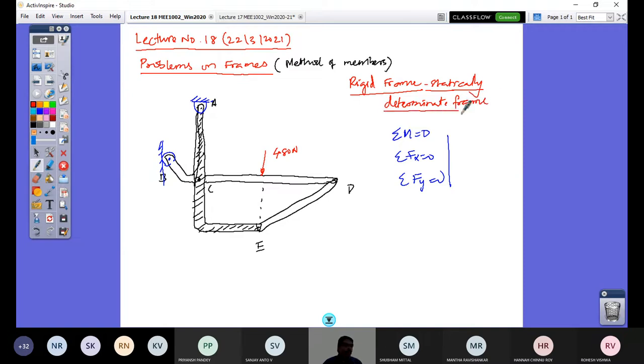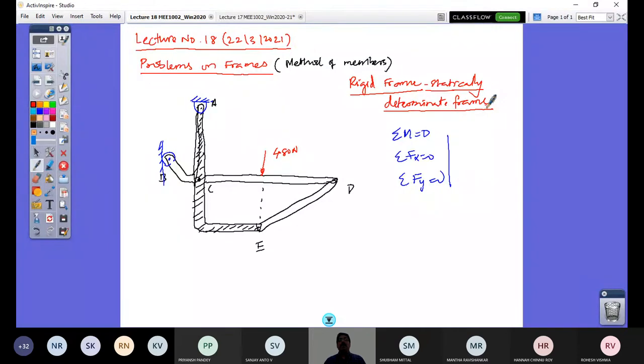So now what would be the question? You have to look at this frame and find out the reactions, as well as the reactions at all the connection points C, D, E, right? So that's what is meant by analyze the complete frame. That's the question. So now how do you go about solving?